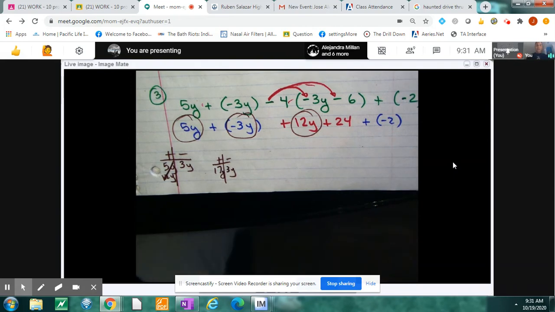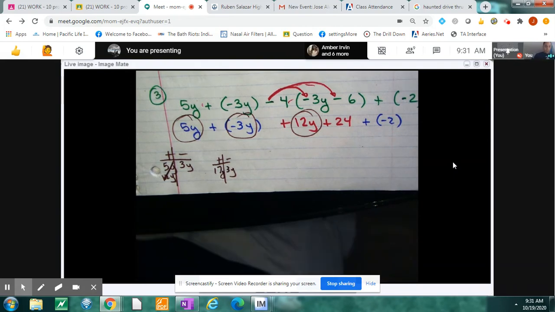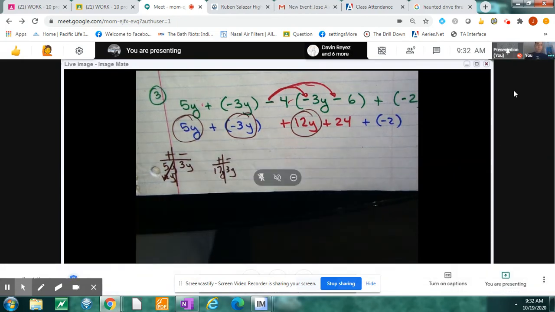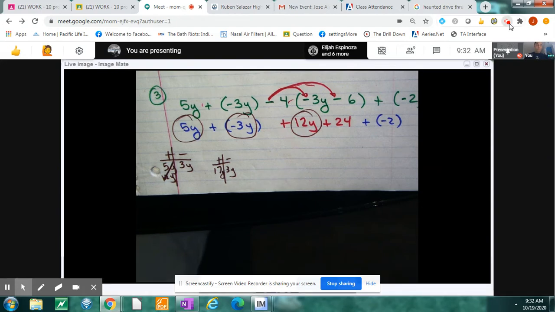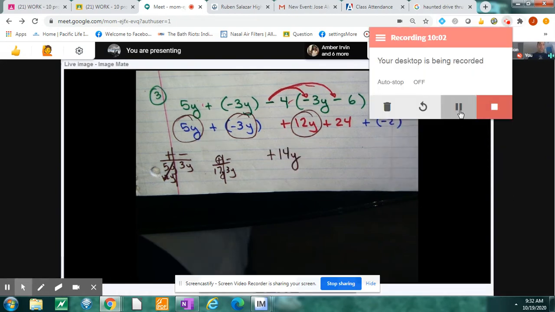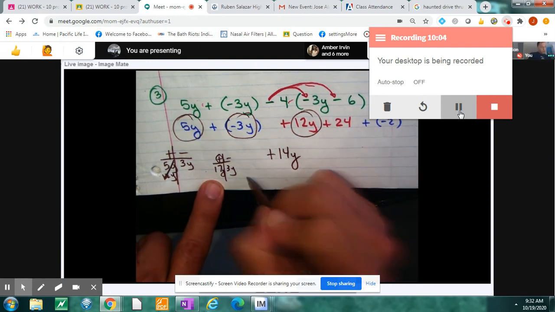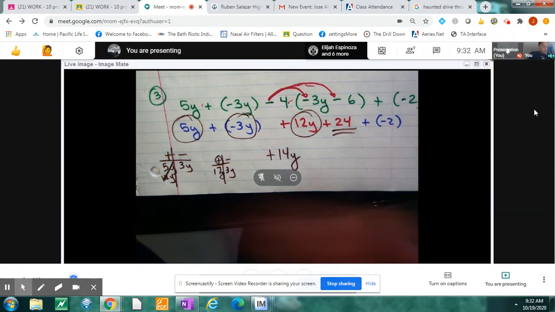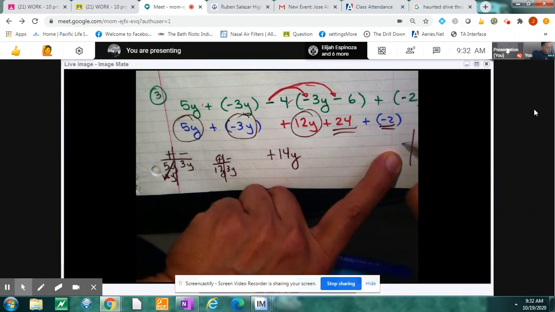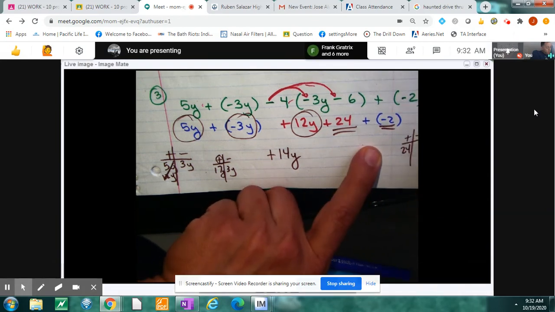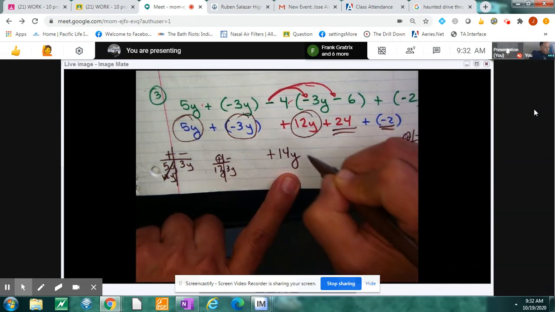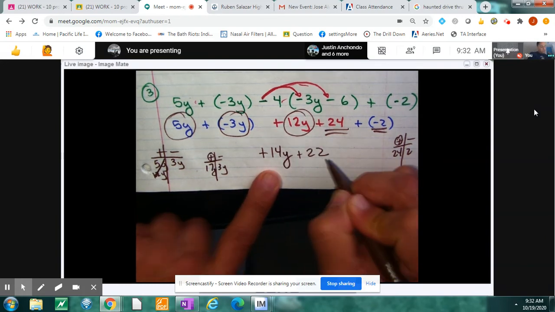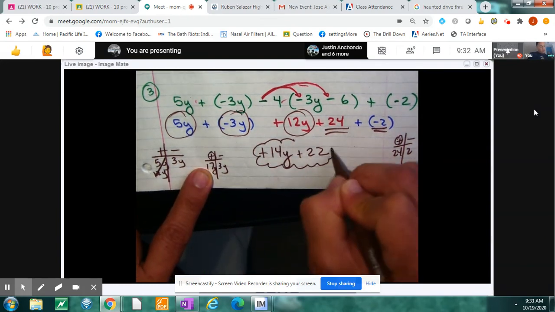So what would my answer be there? Justin, what would my answer be for this, the y's? How many y's would I have? So your answer would be positive 14y. And then what about, I'm going to do 2 lines. So that means I'm going to take care of the constants. So another T-chart, 24 and -2. That's positive, what? Well, we don't add them, right? We have to take away, so positive 22. So there's my answer, 14y plus 22.